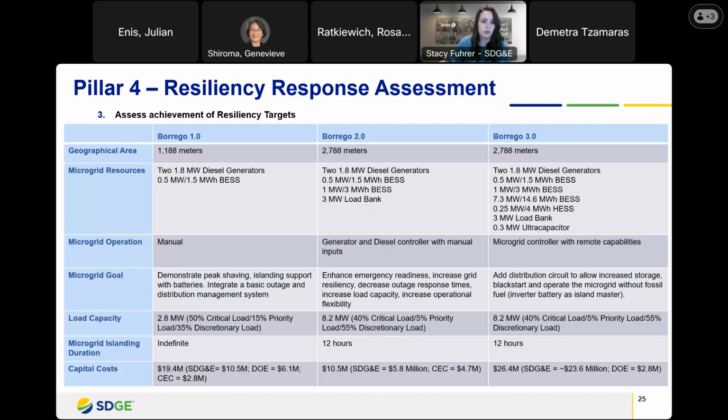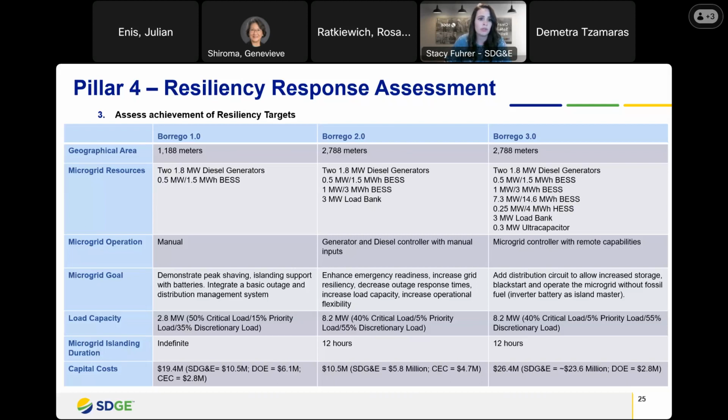So Borrego 1.0 was a very manual microgrid operation process. It meant it needed a significant amount of SDG&E employee support. Borrego 2.0 still needs that on the field support, but we do have a controller that is able to manually control the generators and the diesel in the microgrid yard. Now, as we transition to Borrego 3.0, we're looking forward to utilizing our PICE controller.